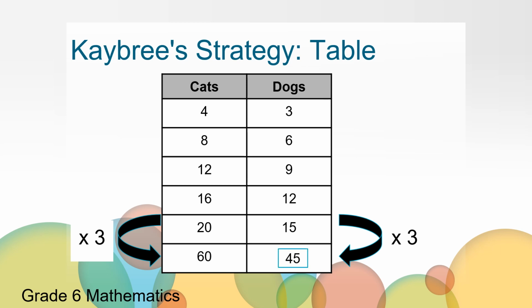Kaybree knew that the ratio of the number of cats to the number of dogs would always be 4 to 3. She also remembered that multiplicative relationships are always proportional, so the number of cats would always be proportional to the number of dogs. If she multiplies the number of cats by 3, she would need to multiply the number of dogs by 3 to keep that relationship proportional.